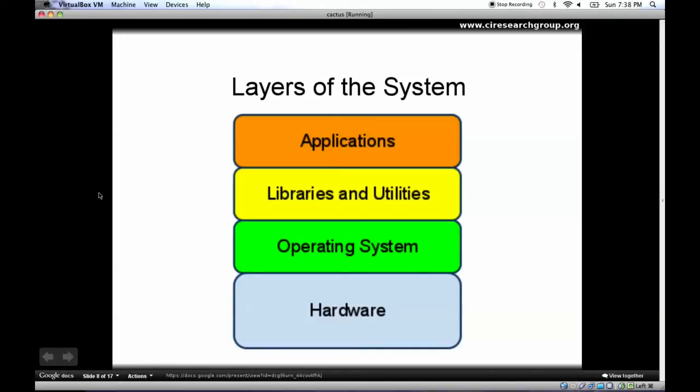Now, we can think of the system in terms of layers. At the bottom of the layer cake, we have the hardware. This is what executes the software, the top three layers. The operating system is the middleman, so to speak, between the applications and the libraries and utilities upon which the applications depend, and the underlying hardware.